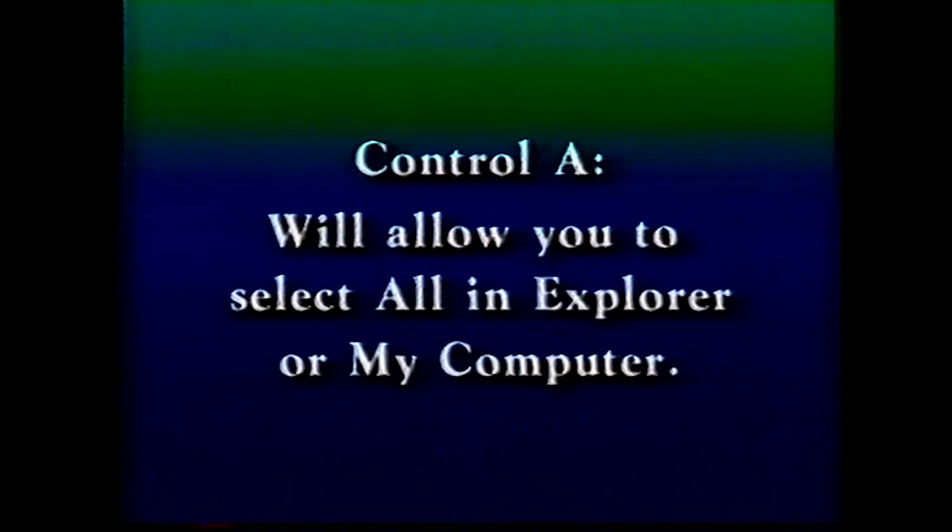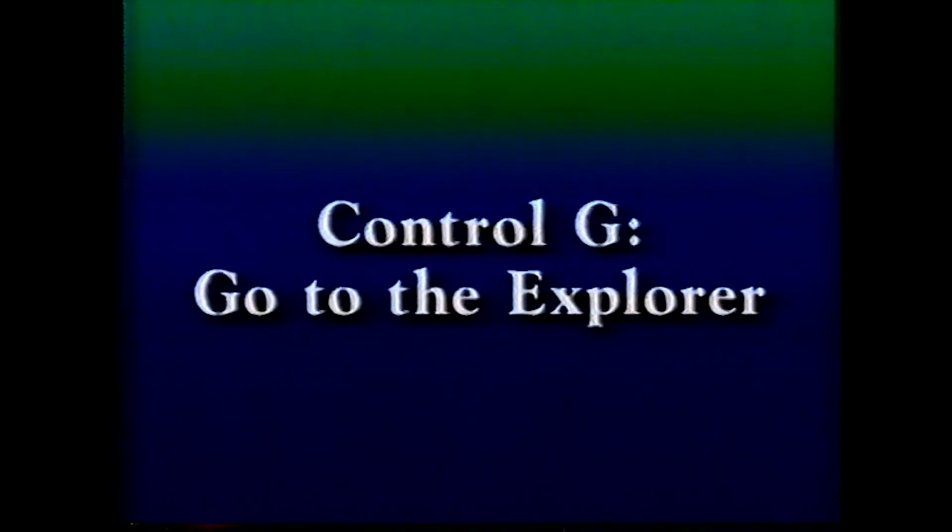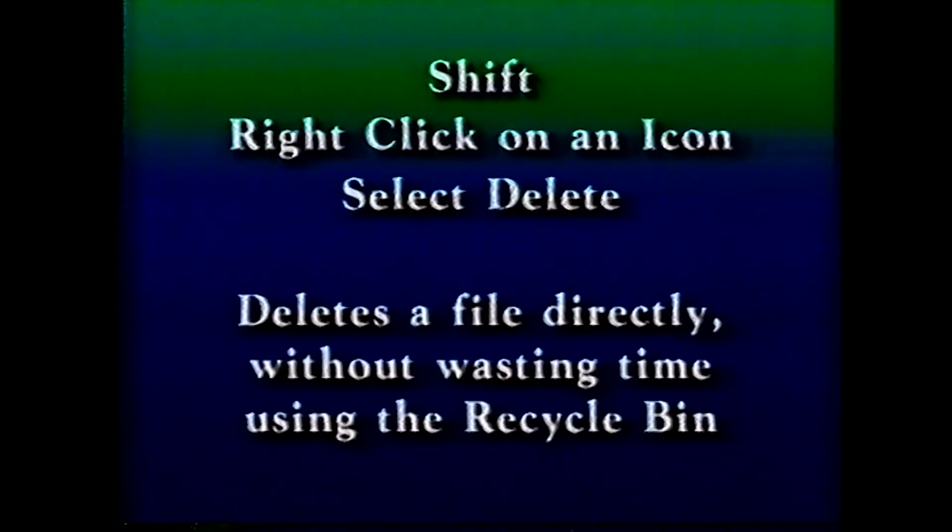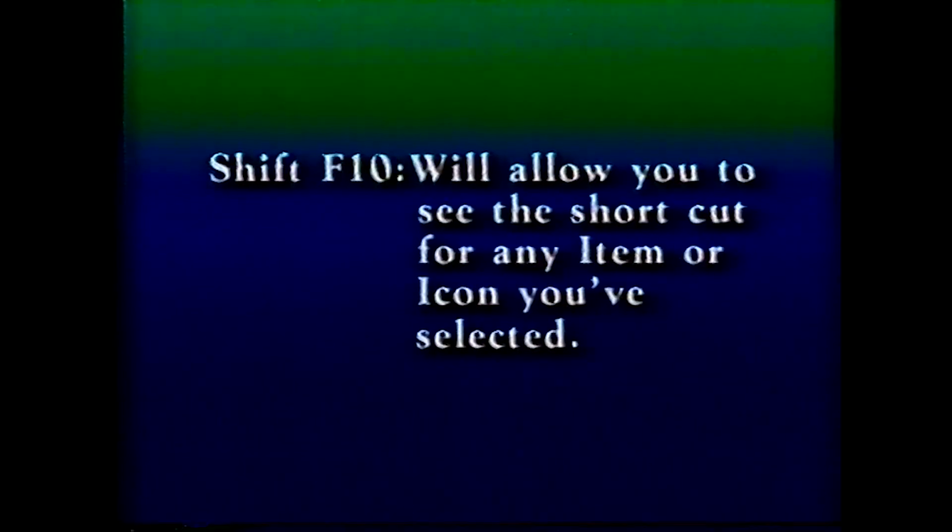Control A. This key command will allow you to select all in Explorer or My Computer. Control G. Go to the Explorer. Shift and right-click on an icon, then select Delete. This will allow you to delete a file directly without wasting time using the recycle bin. Shift F10 will allow you to see the shortcut for any item or icon you've selected.